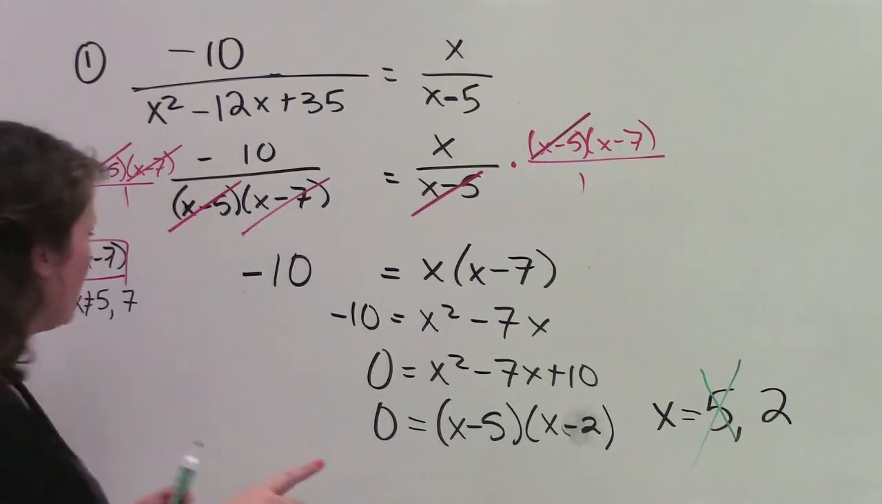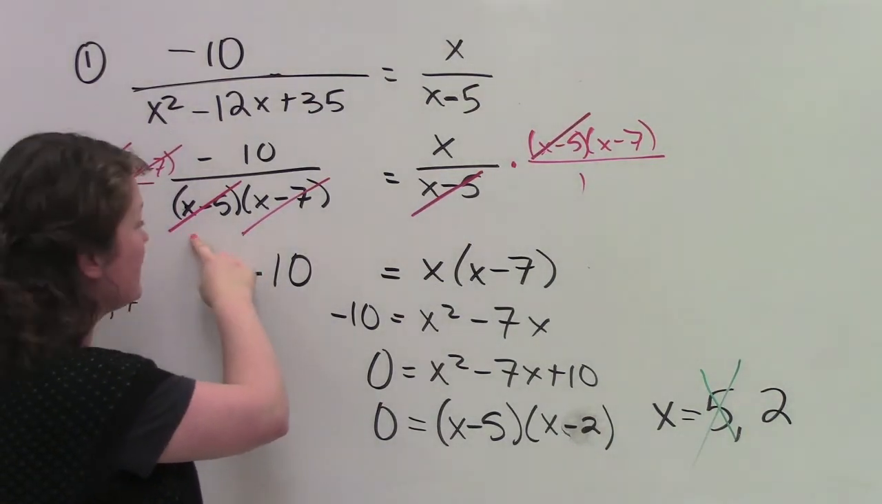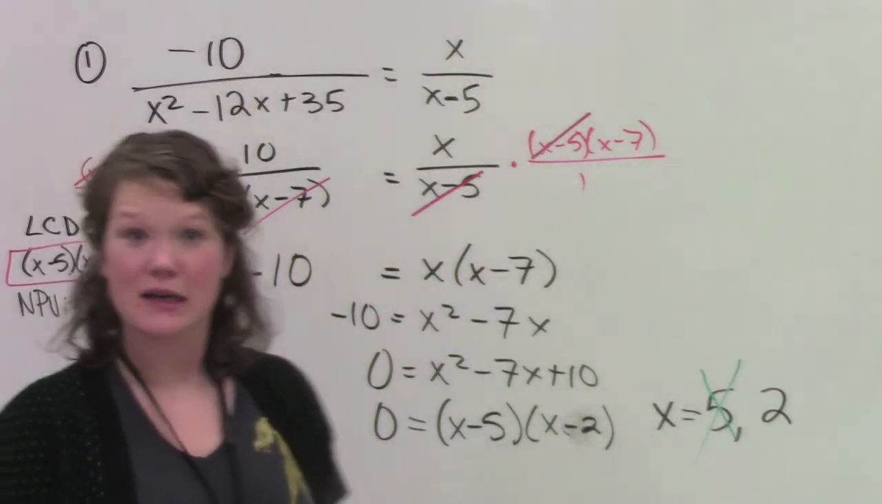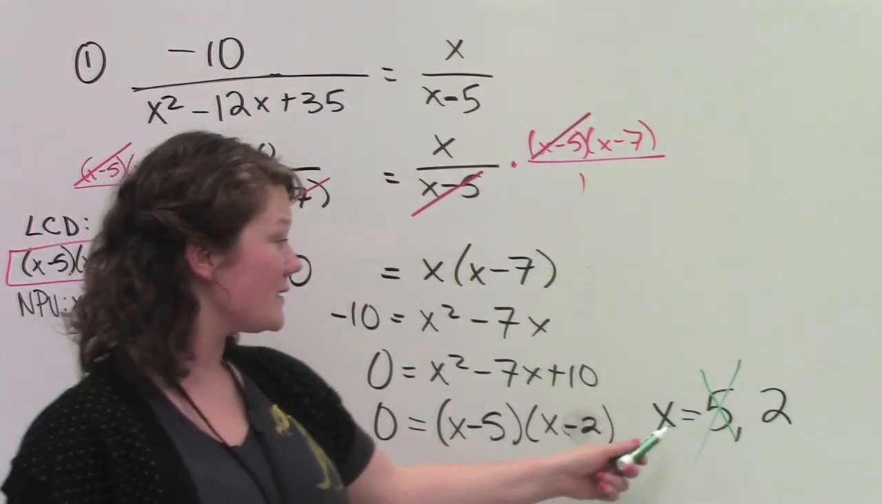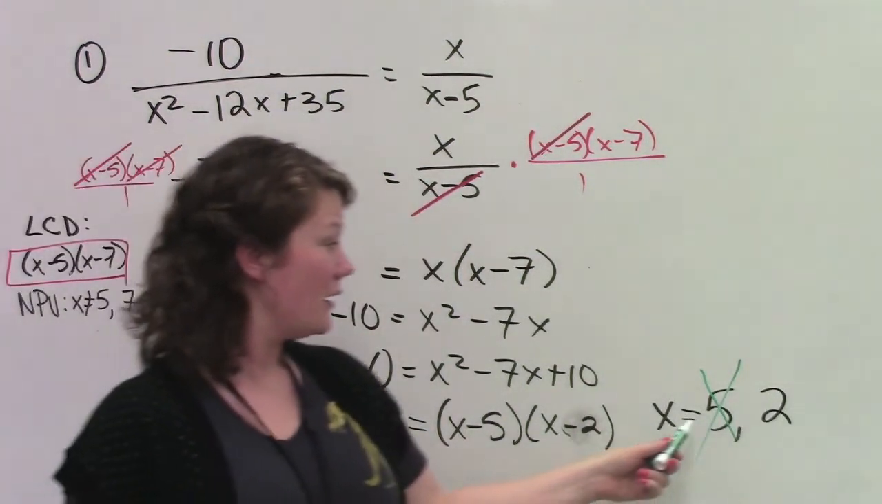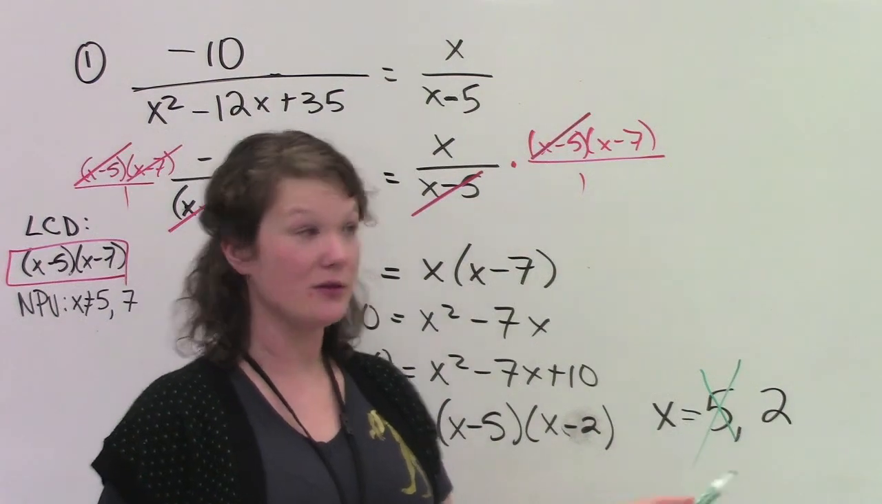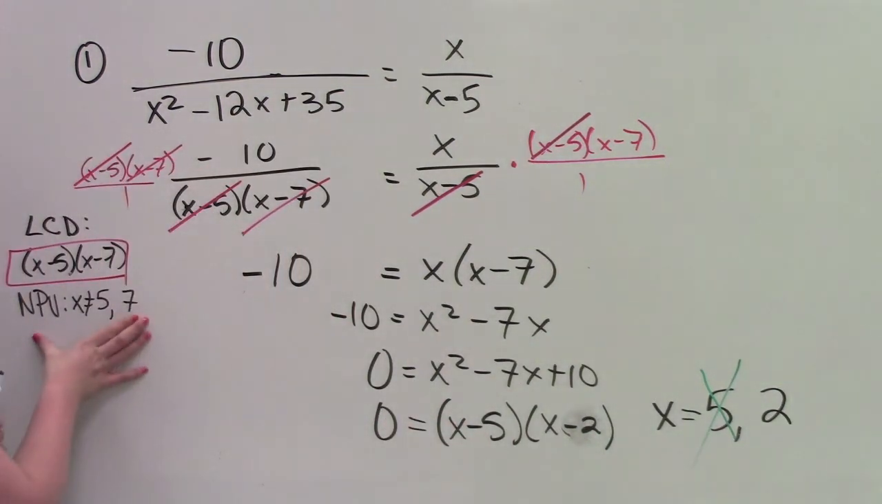Let's think it through. If x equals 5, that brings this denominator to what? That's right, 0, which means that it's undefined. So even though we solved for it in this scenario, once we've canceled everything out, x cannot equal 5, but it can equal 2 because that does not conflict with our non-permissible values here.